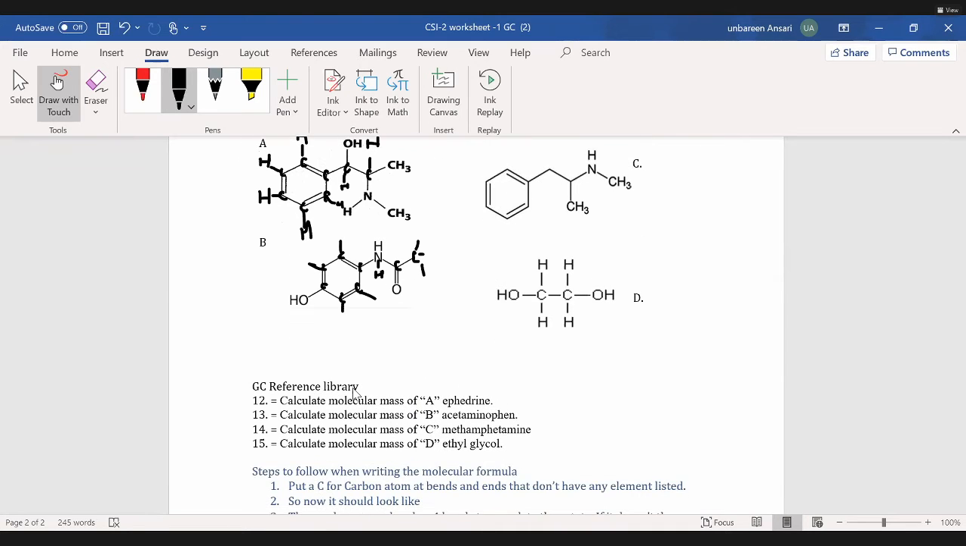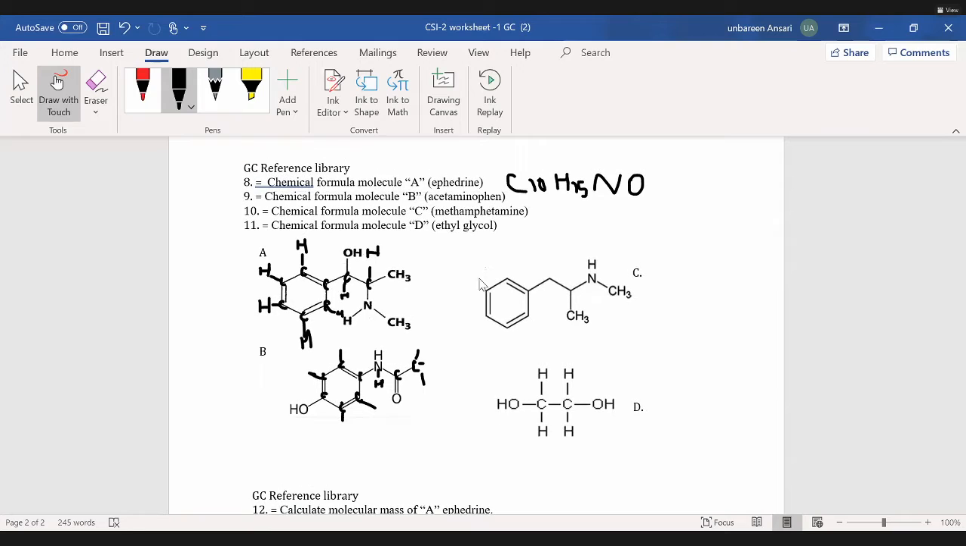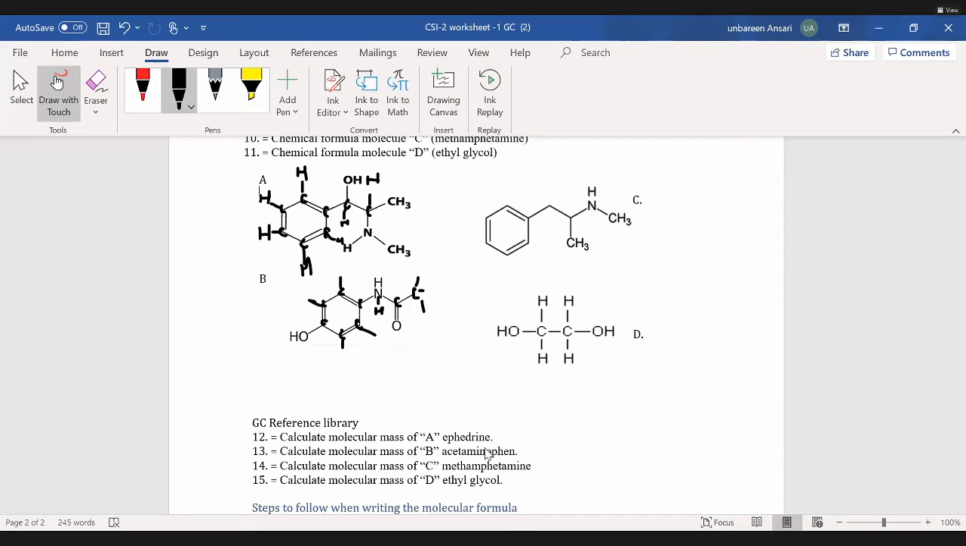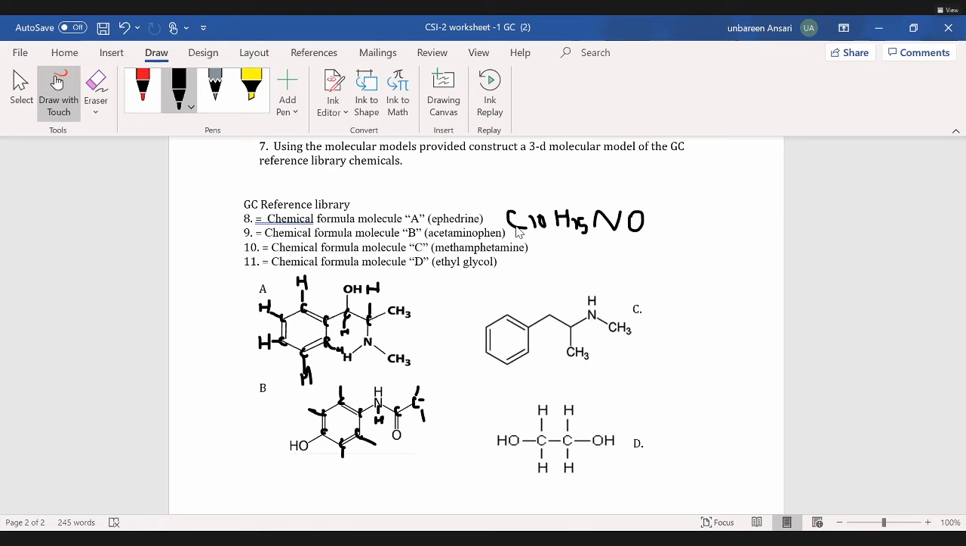Okay. And now the next question is, now that you know how to write out the chemical formula, it's asking you for the molecular mass, right? So this one should be pretty straightforward. If you're doing it for the first one, C10H15NO, so this is C times, for carbon, I think it's 12. So 10 multiplied by 12 plus 15 multiplied by H, which is always 1, plus N should be, I think, 14, and O should be 16. Correct?